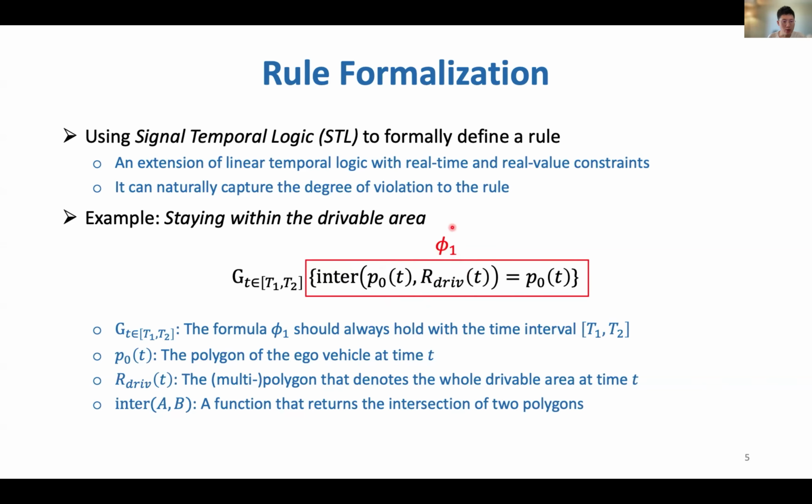So if this phi1 holds all the time during the simulation time interval, then we say this staying within the drivable area rule is satisfied. Otherwise, it's violated. And the degree of violation can be, for example, defined as how long the ego vehicle is outside the drivable area during the simulation time interval.